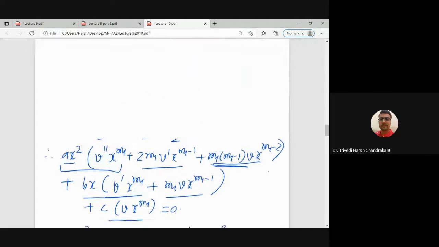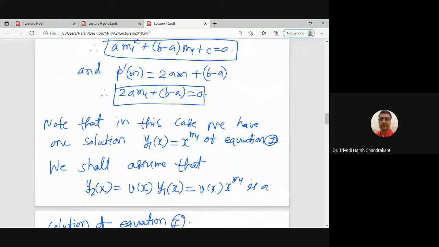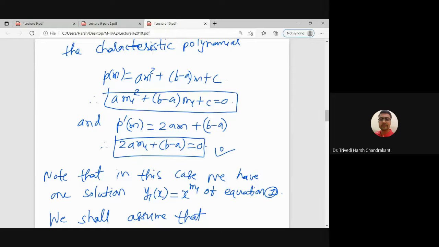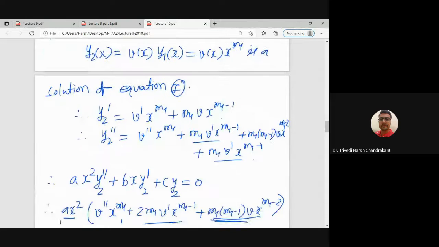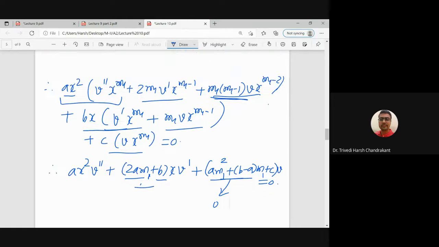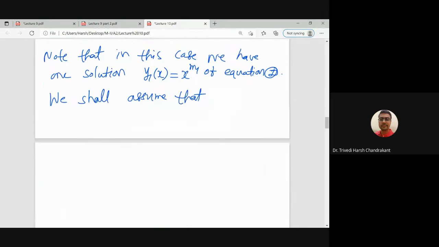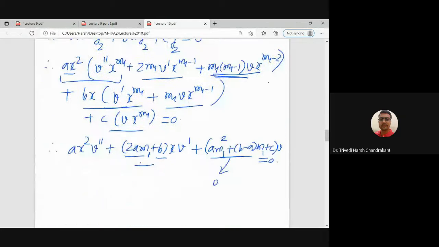So what do we know here? We know that this m1 satisfies these two equations. The first equation is p of m1 is 0, and that is exactly this equation, so this is 0. The same way, what can we say about this term? The second equation gives us 2a m1 plus b minus a equals 0, so here we have this term which will essentially become a.